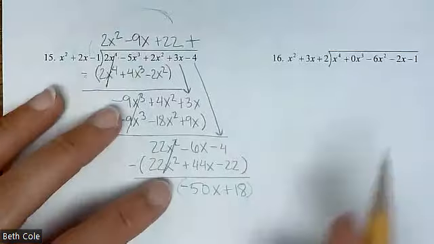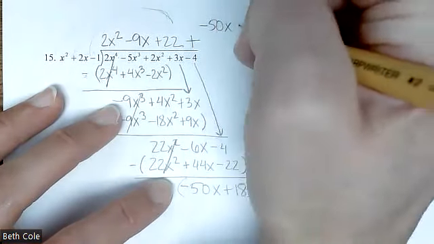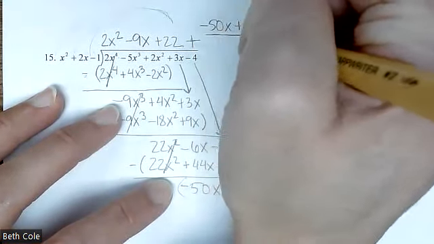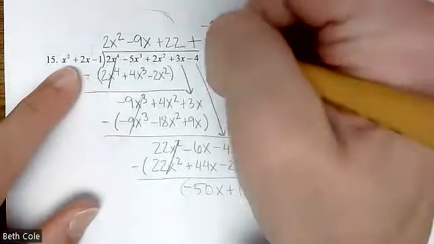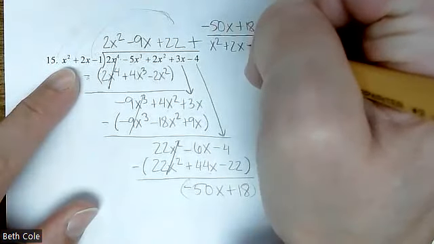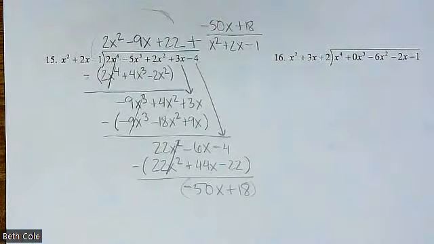All right. It's going to be negative 50x plus 18 over. And what did we put it over? You just tack it on at the end. Like the divisor, the x squared plus 2x minus 1. It looks awful, but we didn't have to do any work. You just write that thing over that thing. It's just the remainder over the divisor.